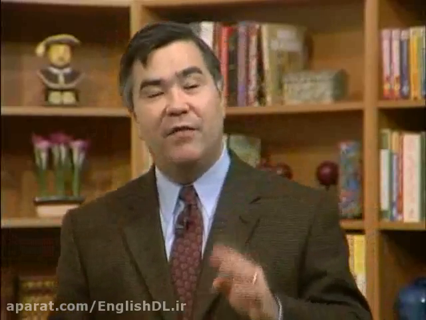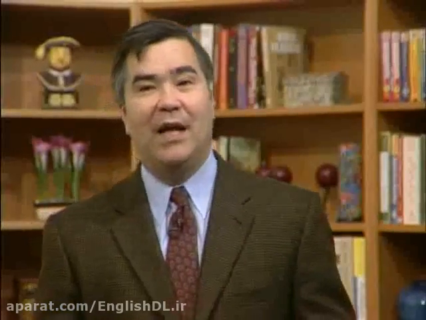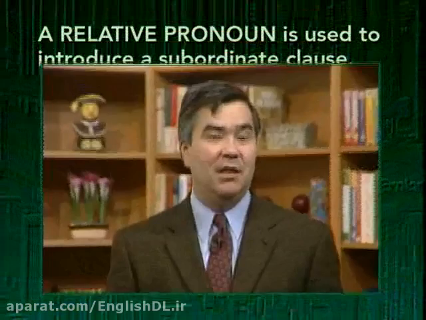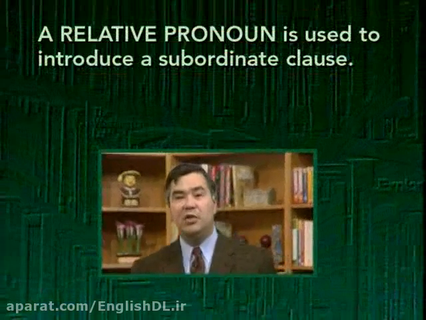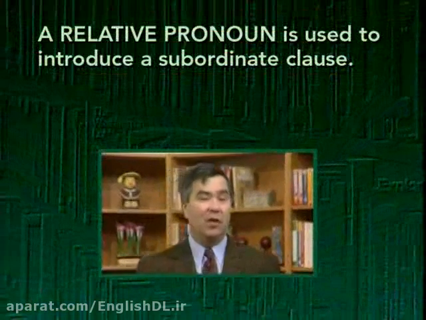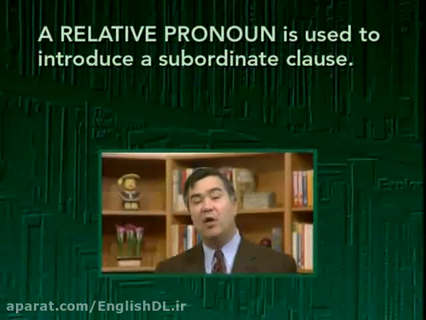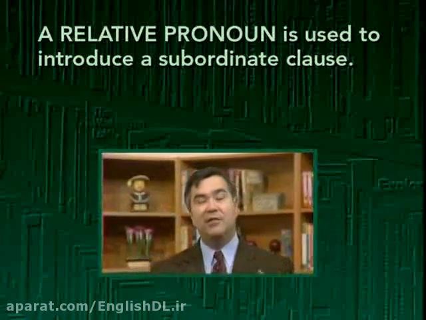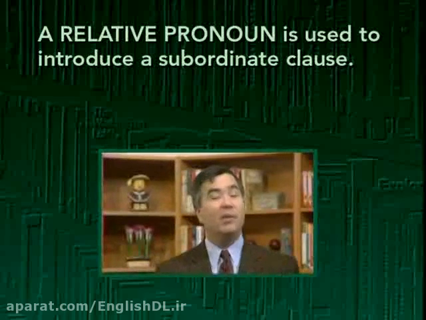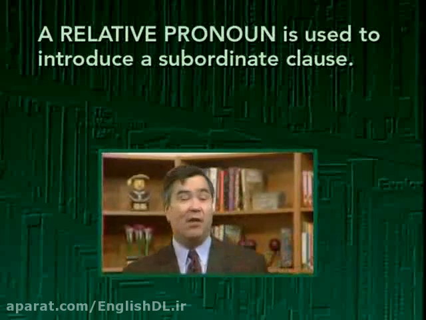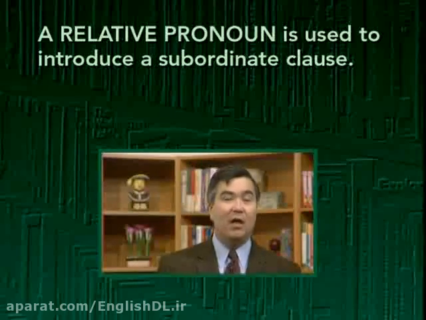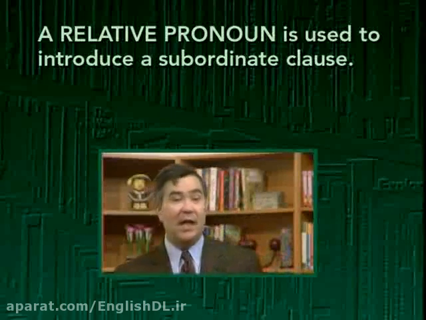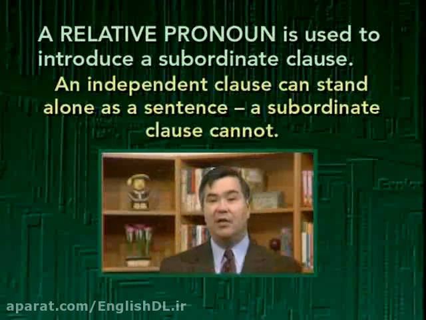And the fourth and final important category of pronouns is relative pronouns. A relative pronoun is used to introduce a subordinate clause. Now, you might recall from elsewhere in this series that there are 2 kinds of clauses that you need to be aware of that go to make up any English sentence. There are independent clauses and there are subordinate clauses. An independent clause can stand alone as a sentence.